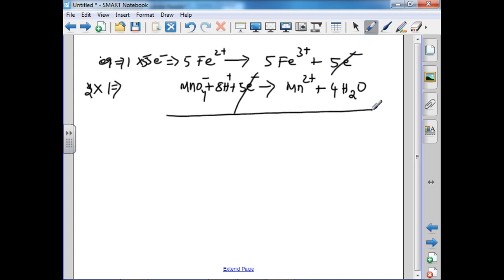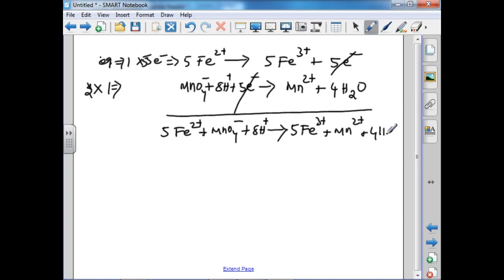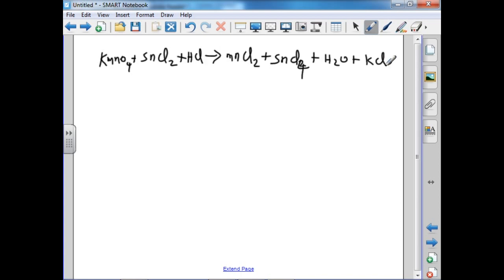The 5 electrons from the third equation's reactant side and the 5 electrons from the first equation's product side cancel. So finally, 5 Fe2+ plus MnO4- plus 8H+ gives 5 Fe3+ plus Mn2+ plus 4H2O. So the equation is balanced.